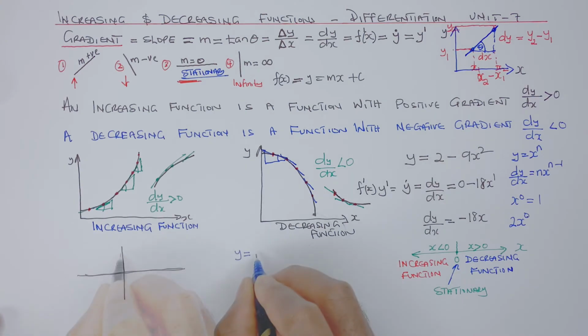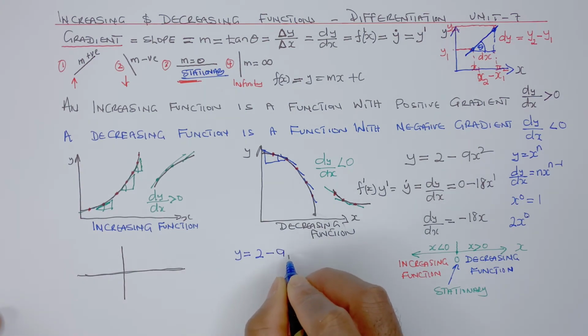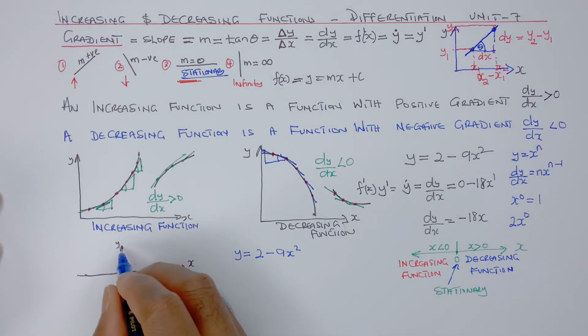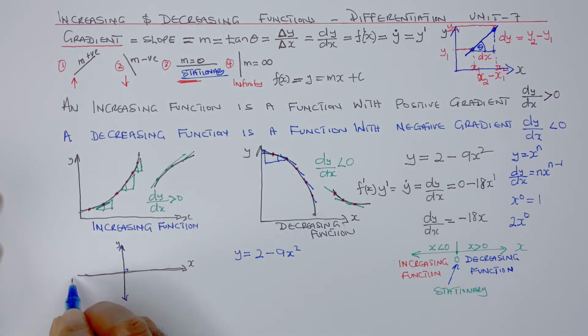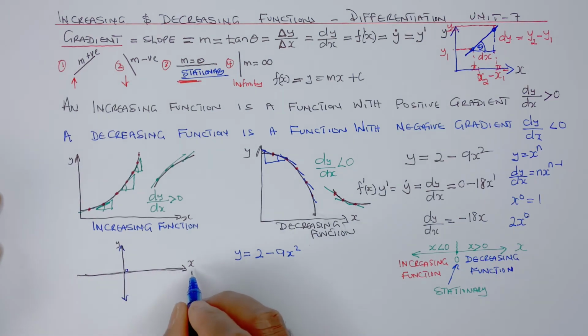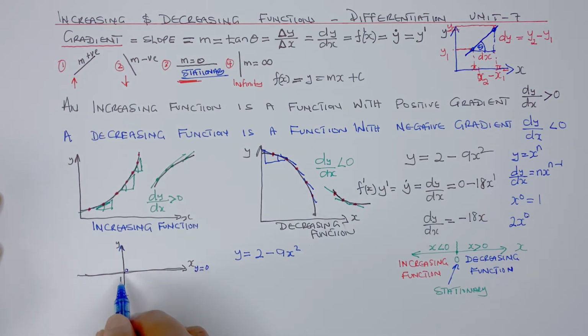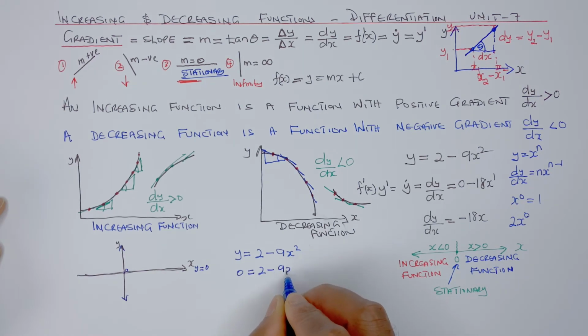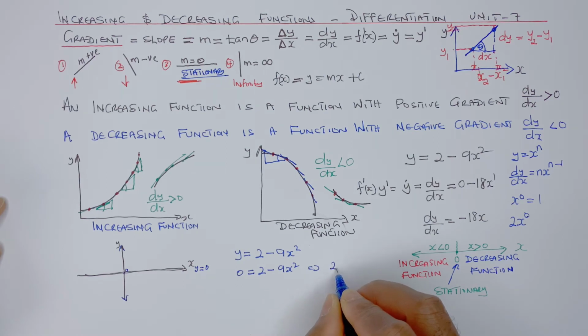To sketch that graph, we have y equals 2 minus 9x squared. So we need to find the root where it crosses the x-axis. To find where it crosses the x-axis, y has to be 0. This is positive y, negative y, and y is 0 here. That's where the curve crosses the x-axis. That means this has to be 0, that equals 2 minus 9x squared, which implies that 2 equals 9x squared.